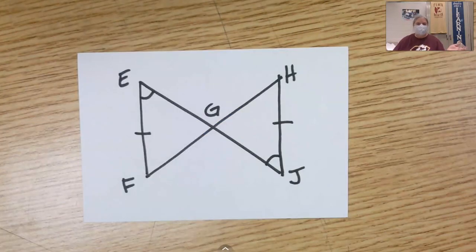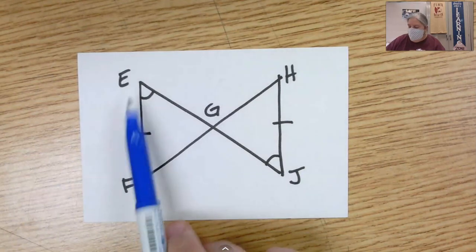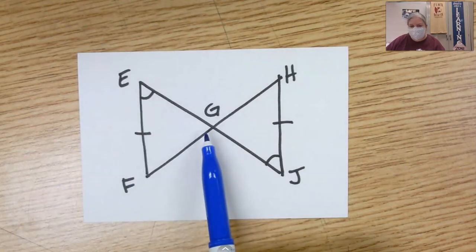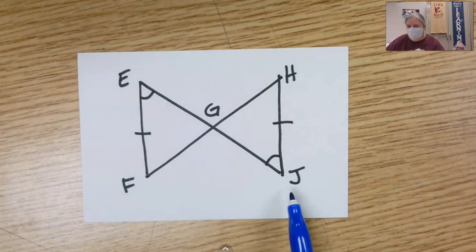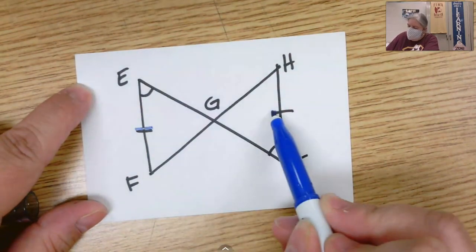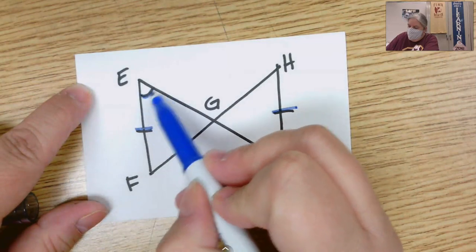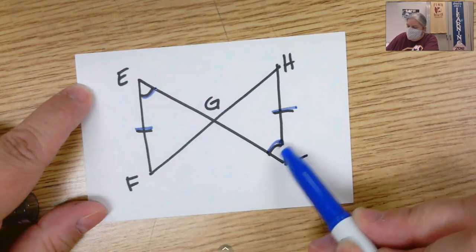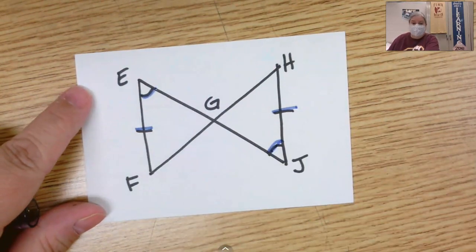Okay, here we have 2 triangles, looking a little like a bow tie, joined at point G. Triangle EFG is on the left and triangle GHJ is on the right. I'm told that EF is congruent to HJ, and that angle E is congruent to angle J. So that's all I know so far.